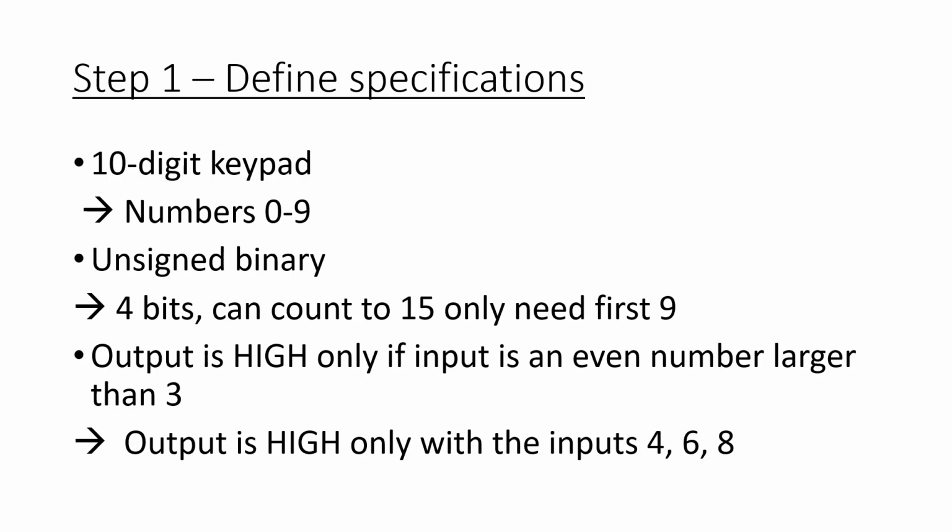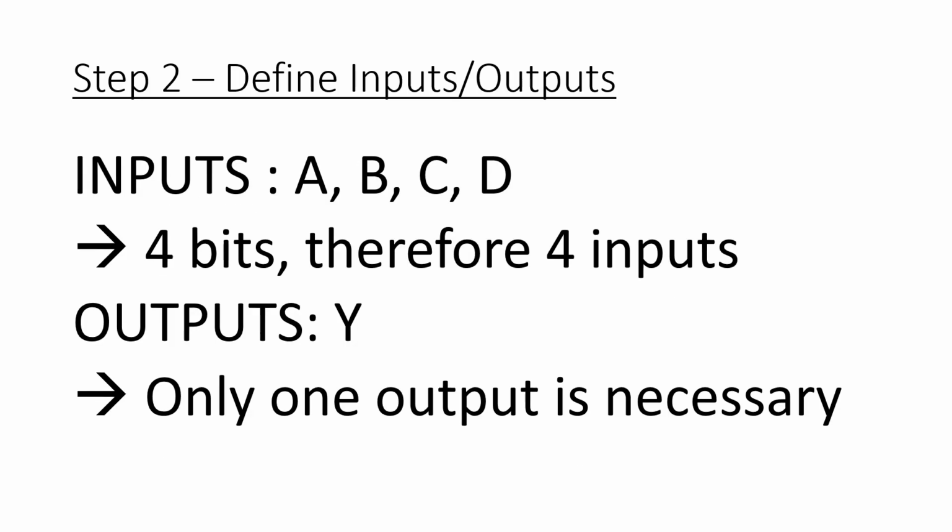Output is high only if input is an even number larger than 3. So if we take a look at the number range 3 through 9, in even numbers only, that'll produce 4, 6, and 8. Those are the only valid input answers that'll create an output of high.